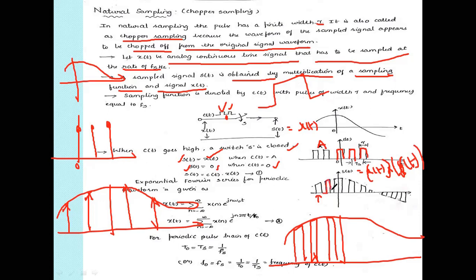Then again it is 1, goes to 0, and again 1, and goes to 0, and again it is 1, and goes to 0. Okay. So s of t is equal to c of t into x of t. S of t is equal to c of t into x of t.